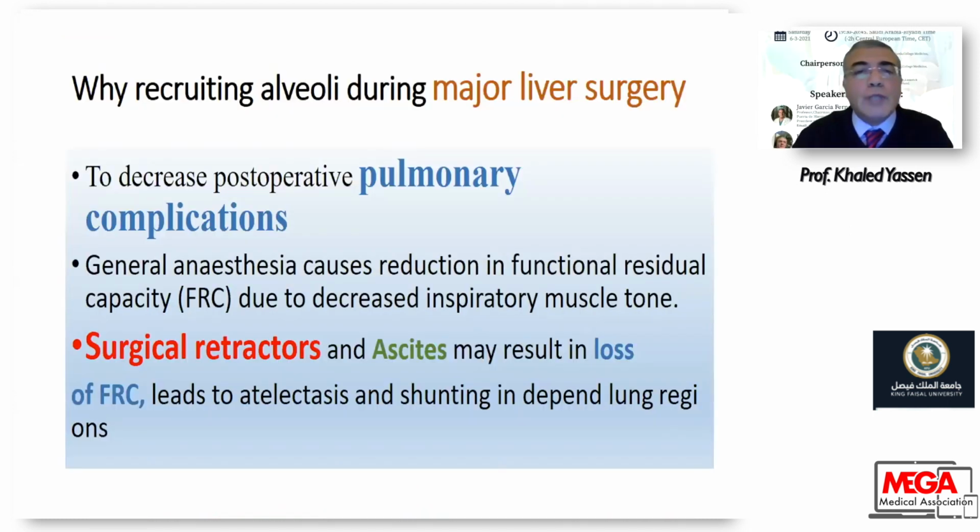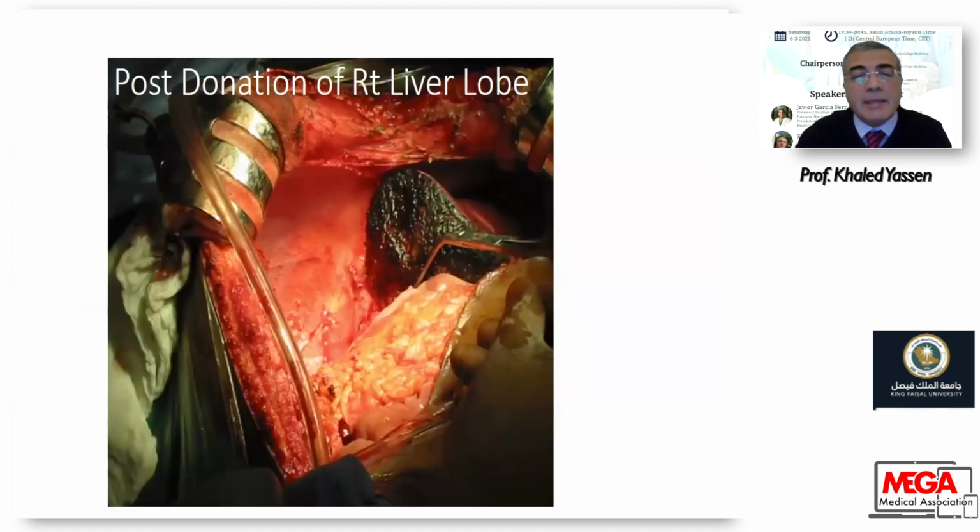Why do we need to recruit alveoli during major liver surgery? We need to do this because it will help us reduce post-operative pulmonary complications, because we give anesthesia for long times that reduce the functional residual capacity, and most important, there are extensive surgical retractors applied to our patients, and most of the patients can come in with ascites, particularly hepatic patients.